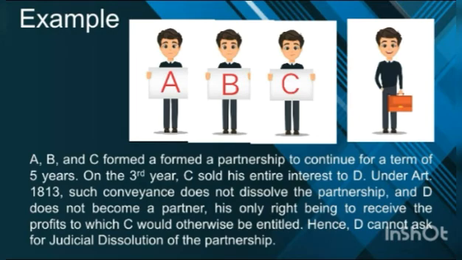Under Article 1813, such conveyance does not dissolve the partnership, and D does not become a partner, his only right being to receive the profits to which C would otherwise be entitled. Hence, D cannot ask for judicial dissolution of the partnership. However, if after the 5th year the partnership is continued, D is entitled to ask for judicial dissolution. The partnership as continued may or may not be a partnership at will.